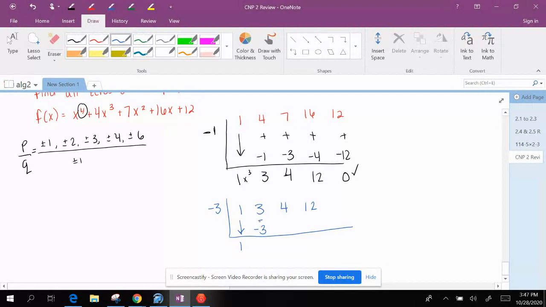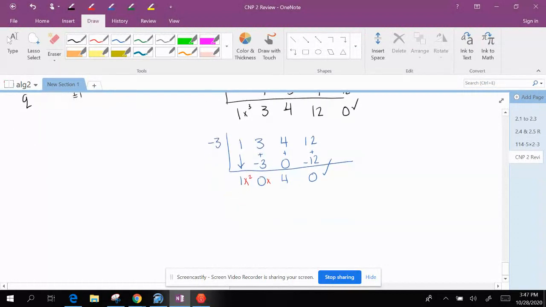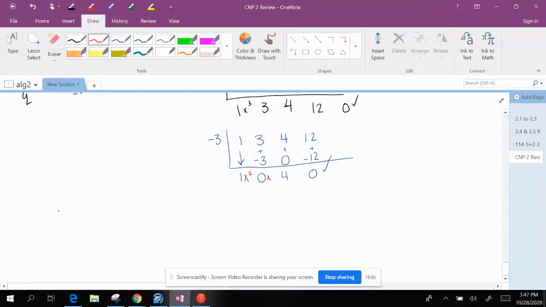I get negative 3, add 0, add, and it works. So now at this point, my highest degree would be an x squared. So now I can use the quadratic formula. I'm going to put it over here. x squared, there's no middle term, it's just plus 4. I can't use the difference of perfect squares because this is an addition sign in the middle, so I have to use quadratic formula.